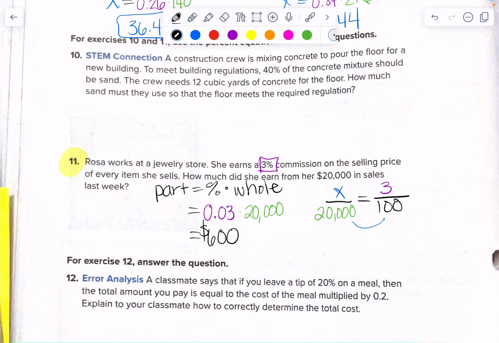Just as a reminder, you could also use your percent proportion to solve any of these problems. And just as an extra, this one you could also use some percent shortcuts. If we find 1% of 20,000, that would be $200, and so we could use that to figure out 3% by multiplying that by 3, which also gives us $600.